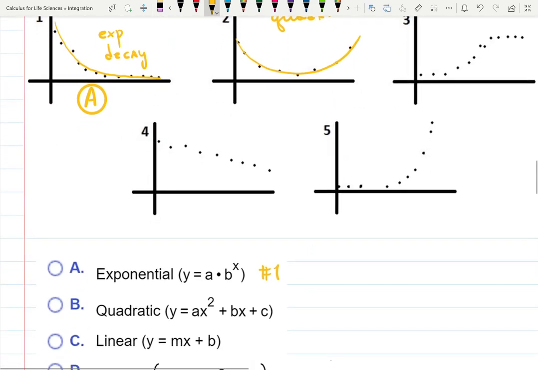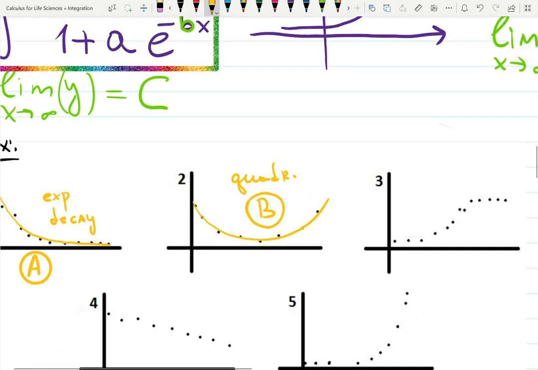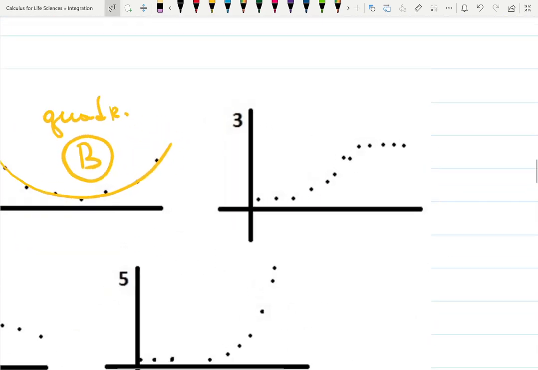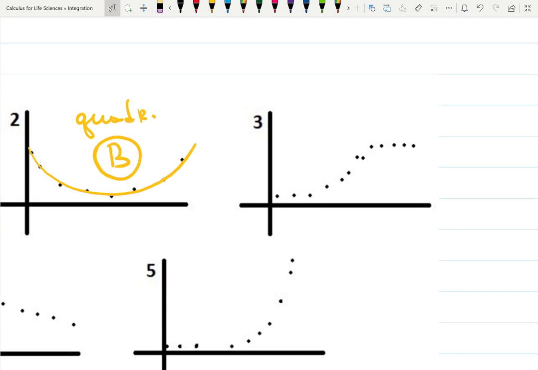Quadratic is B. So let's put it number 2. That's your homework problem, first one. B. All agree? What do you think? Now the third one. What do you think about the third one? Draw the data points. What do you think about this one?